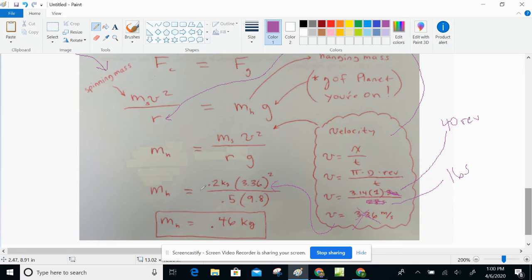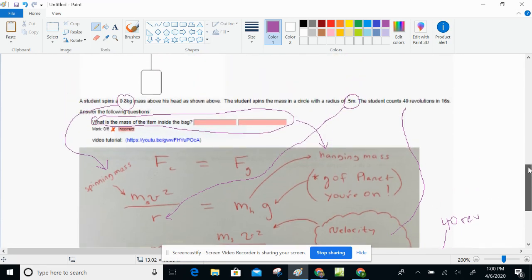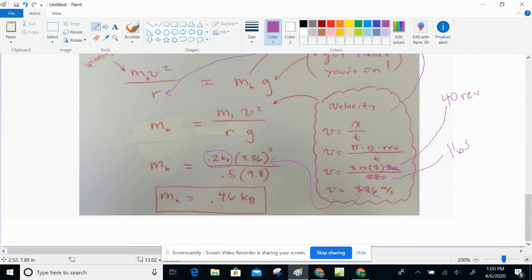Okay, what else changes? That doesn't change because the R is 0.5, so that's good. Check. 9.8 doesn't change because 9.8 is gravity and we're on Earth. 0.2, does that change? Let's see if that changes. Let me look up and see. I think it does change. Yeah, it's 0.8 in this one. And so that one is that spinning mass there, which is 0.8.